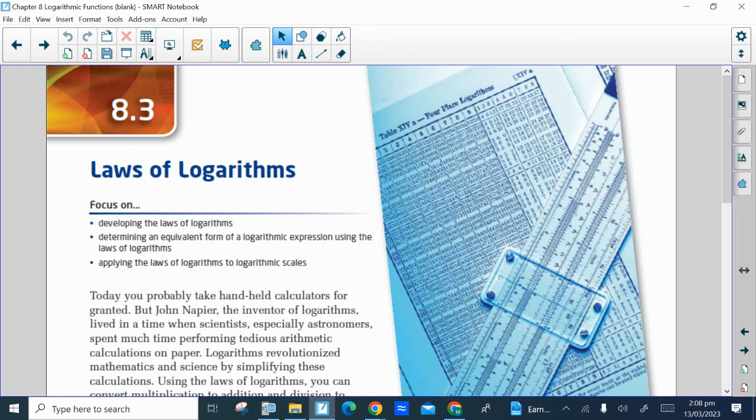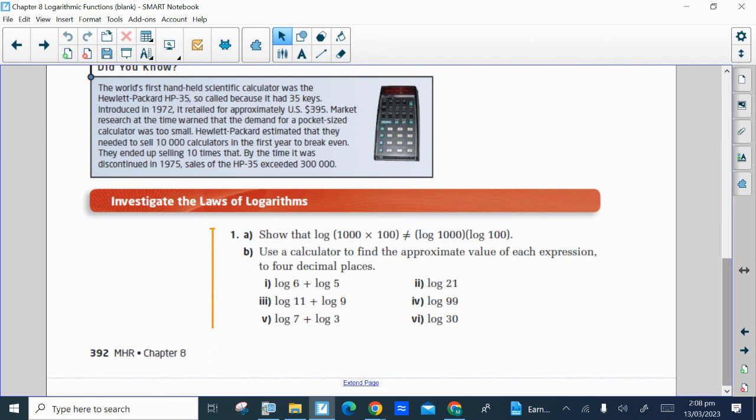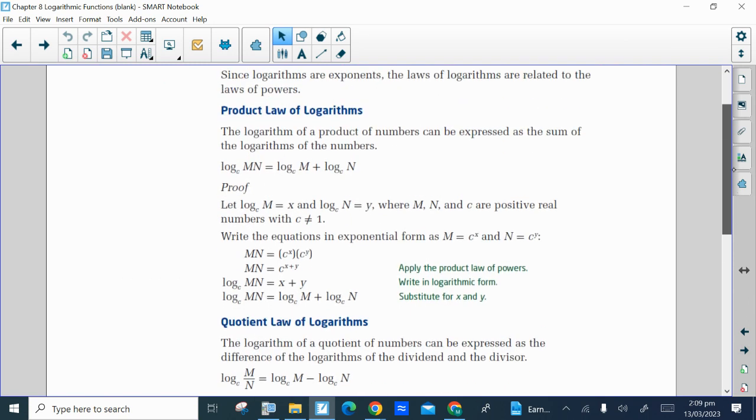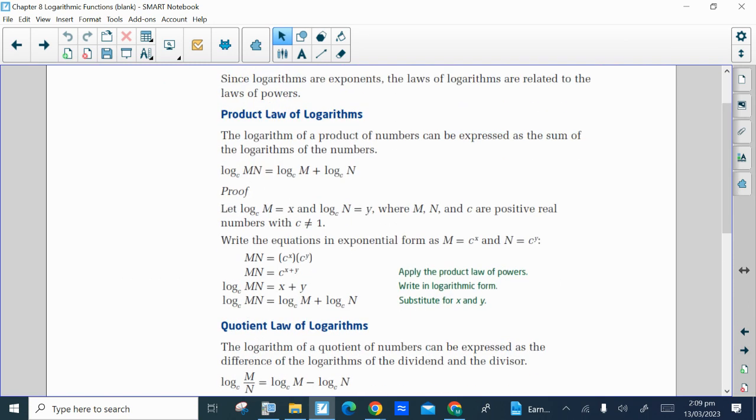All right, so we're going to continue looking at the laws of logarithms. We've already developed what these laws are, so we're going to use them to simplify logarithmic expressions. Remember the product law says that log base c of m times n equals log base c of m plus log base c of n.